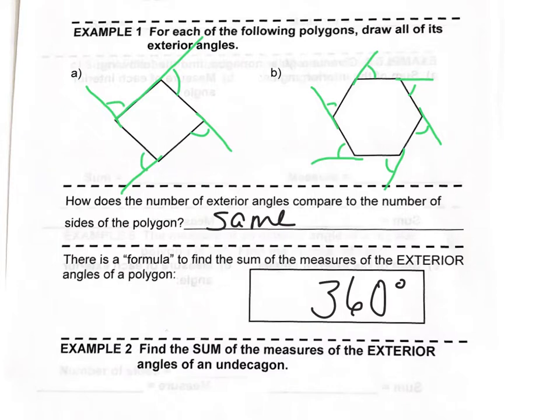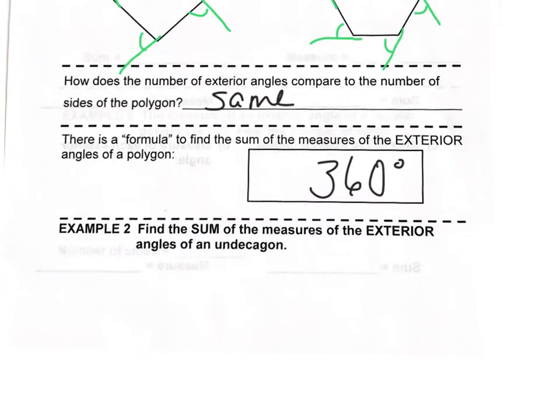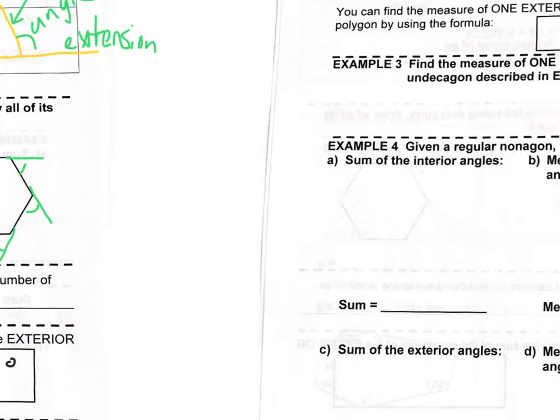So anytime it asks you to find the sum of the measures of the exterior angles, you don't have to ask yourself. You just say, okay, they're 360 degrees. All of them. Doesn't matter how many. The sum is always equal to 360 degrees. Easy enough?